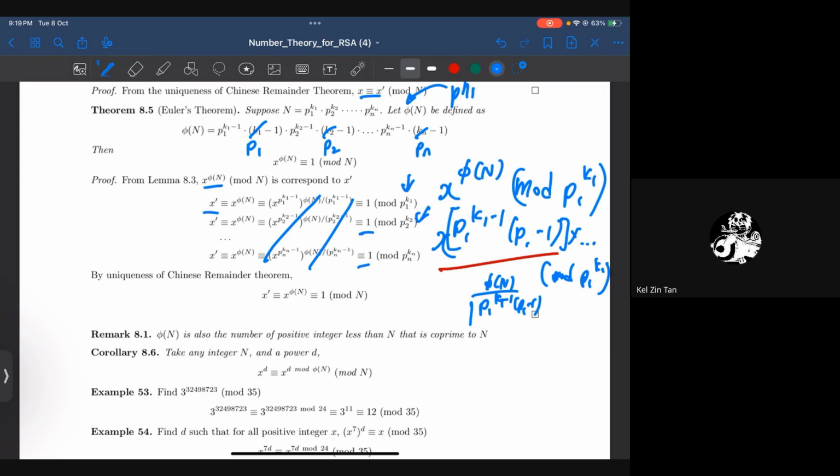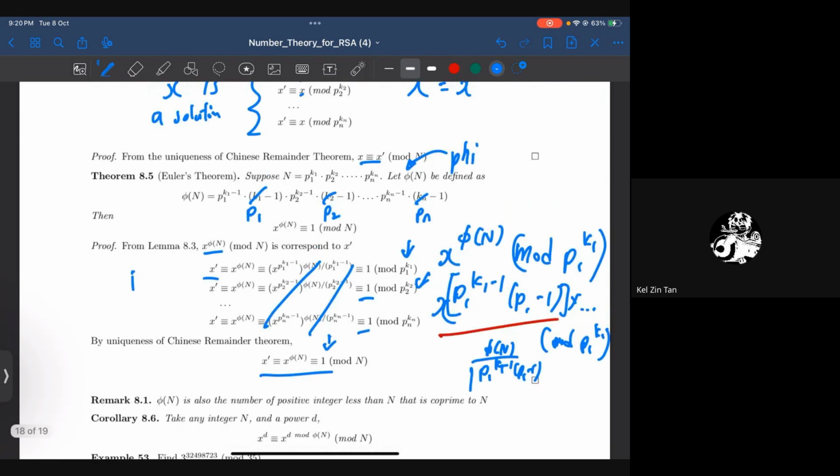And just now we said that by uniqueness of the Chinese remainder theorem, we know that 1 is a solution to this set of equations. And because we also mentioned the one-to-one correspondence of all this, we have that x to the power of phi n is exactly equal to 1, which is also the solution to the set of equations.